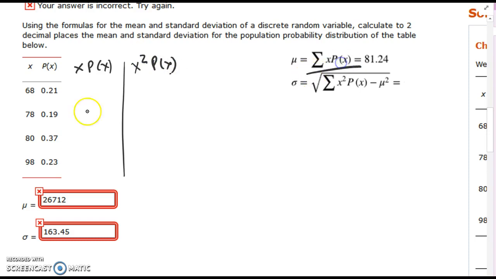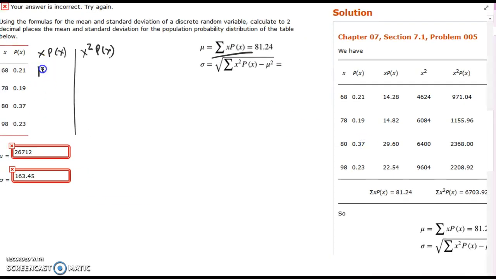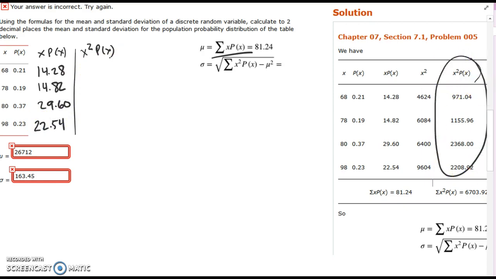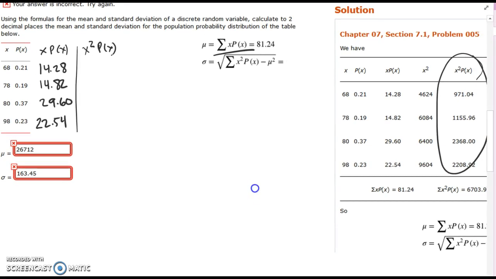So if I was to calculate each one of these, and you can see they've been calculated over here, 14.28, 14.82, 29.60, 22.54, and so forth. This column you can also just do with a calculator, or you could use Excel very easily and plug that in. And it turns out if you sum the x times p column, that gives you your mean.